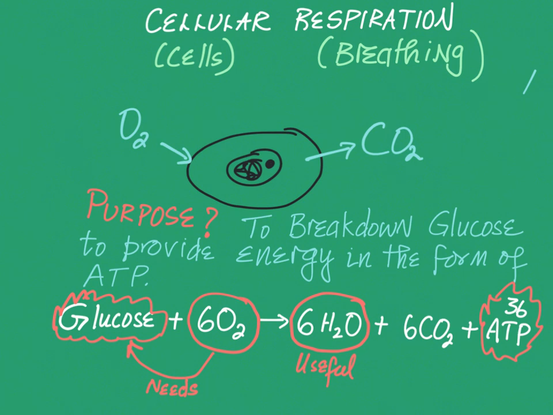The byproduct, water, is useful to the cell. However, the other byproduct, carbon dioxide, is toxic. So we must get rid of it. This is why we breathe in oxygen. It is to break down glucose fully. And we breathe out carbon dioxide because if carbon dioxide accumulates in the cell and in the bloodstream, it becomes toxic.